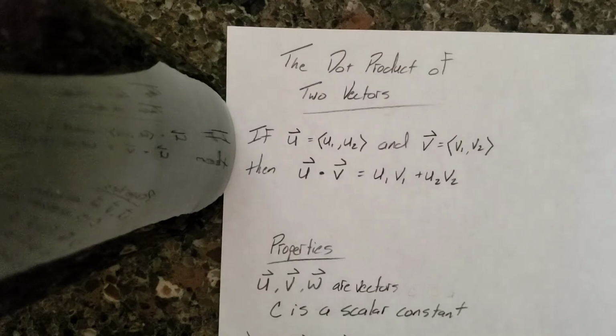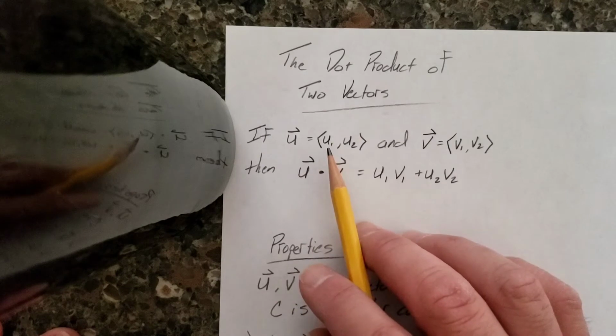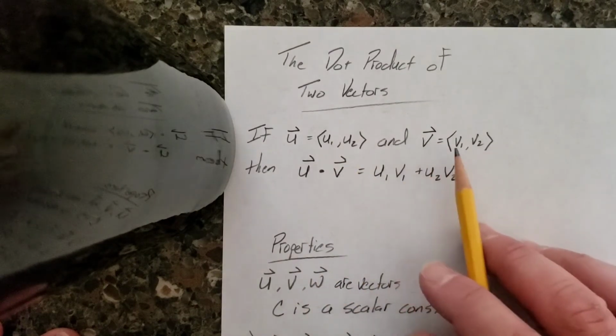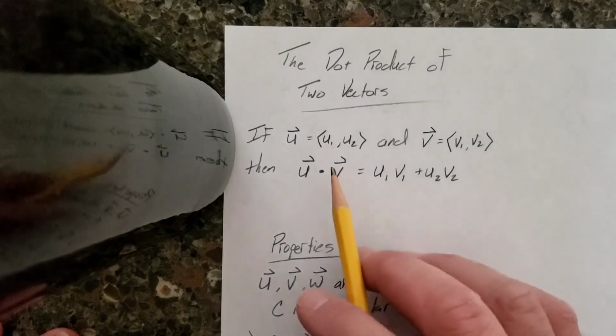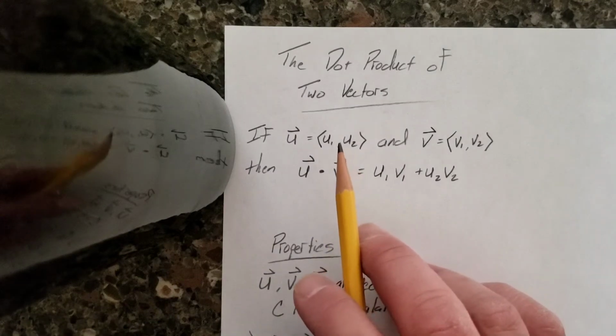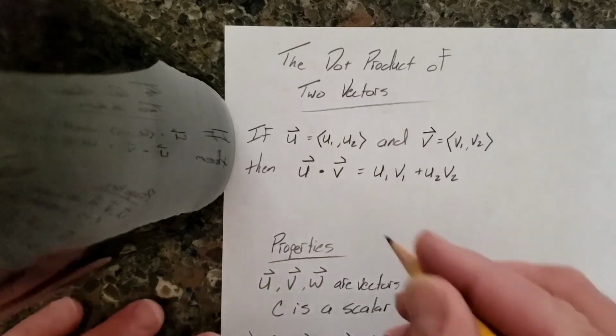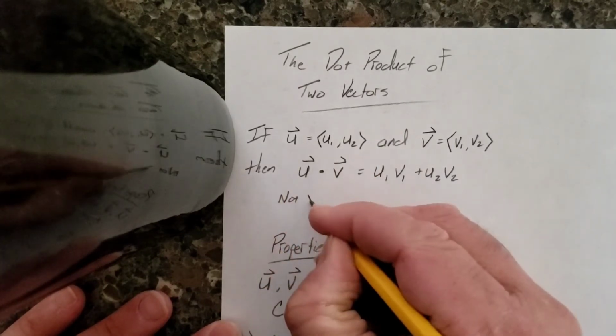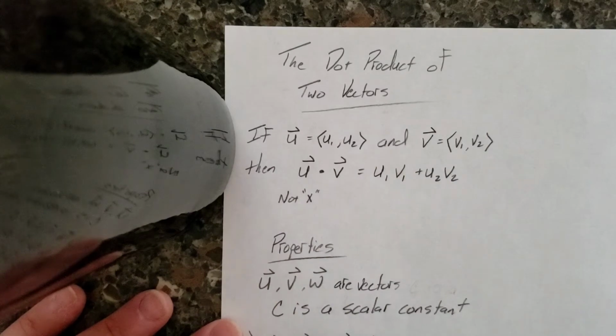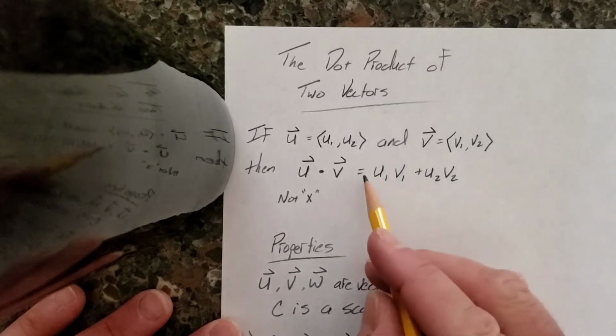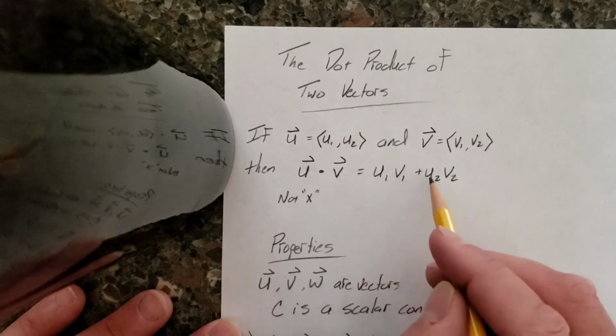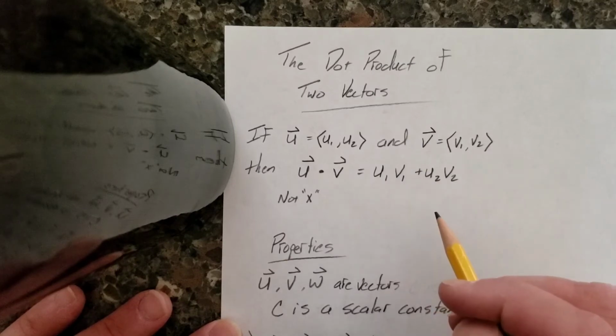Okay, I'm going to go over the dot product of two vectors here. So just to let you know, the dot product is defined if you have vector u with components u1, u2, and v with v1, v2, then the dot product, and we talk about this as u dot v. It is not multiplication per se. You don't use an X, you use the dot, okay? And it is u1 times v1 plus u2 times v2, okay?